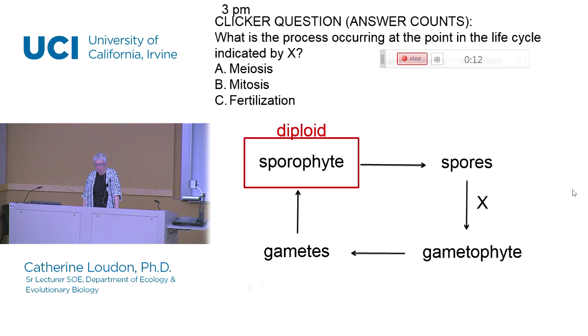Okay, so here's the diagram that we've just been discussing, right? The alternation of generations. Sporophyte produces spores. Spores grow into gametophytes. Gametophytes produce gametes, et cetera, right? So there's something different happening with each one of those arrows, obviously. I want to know, what is the process occurring at the point in the life cycle indicated by the X? So that's right here, the transition from spores to gametophyte.